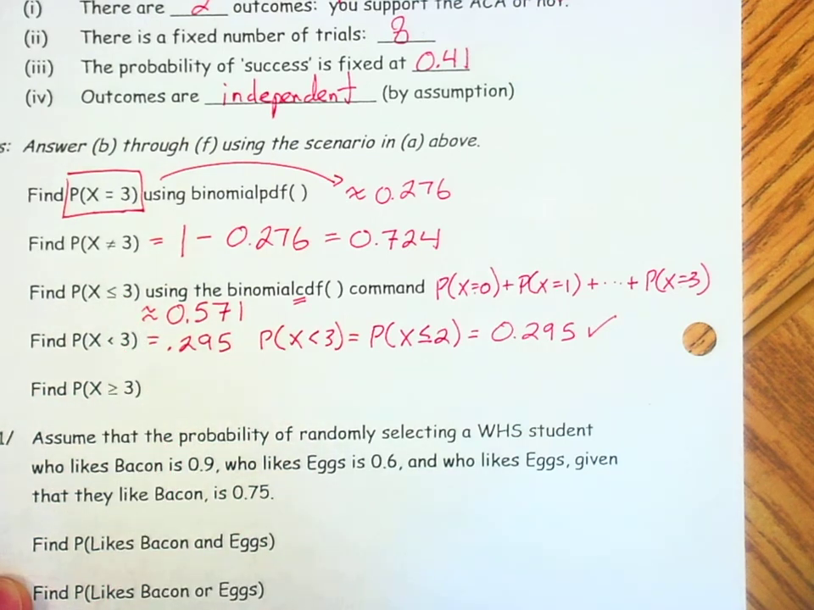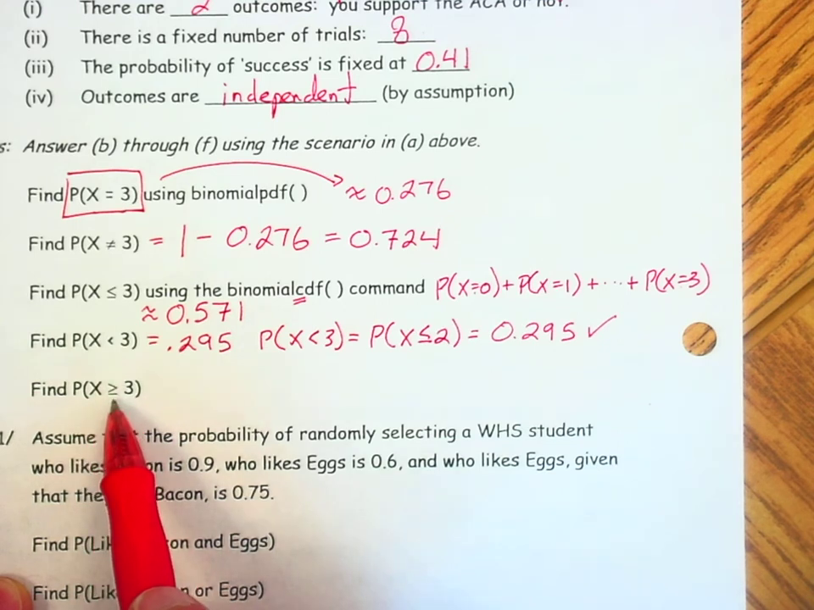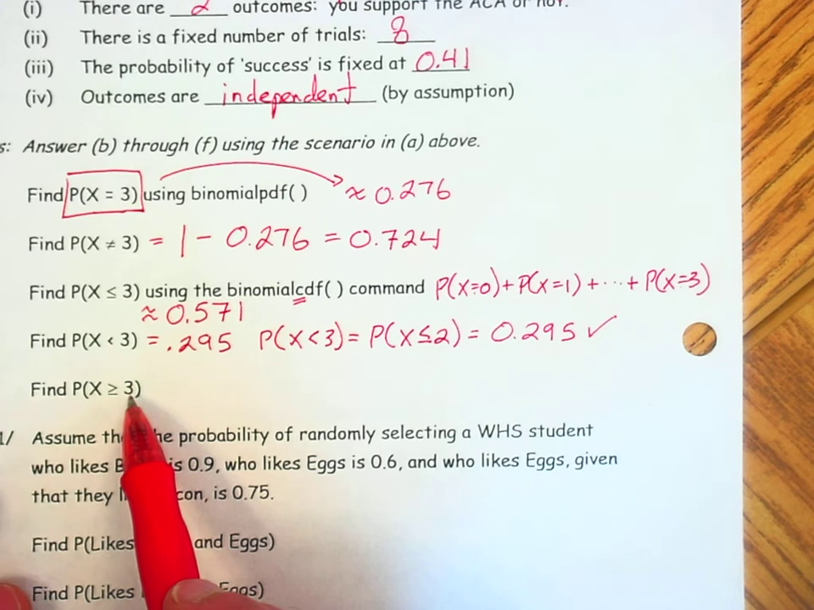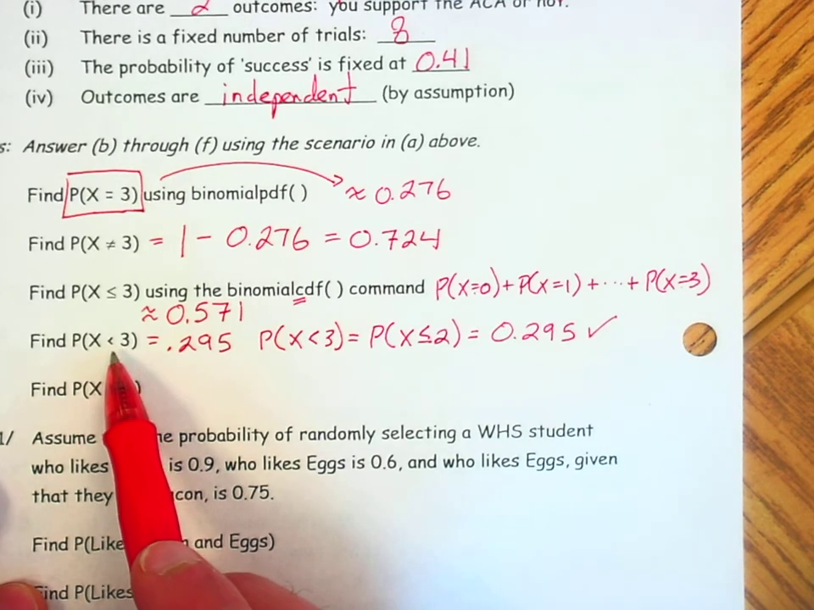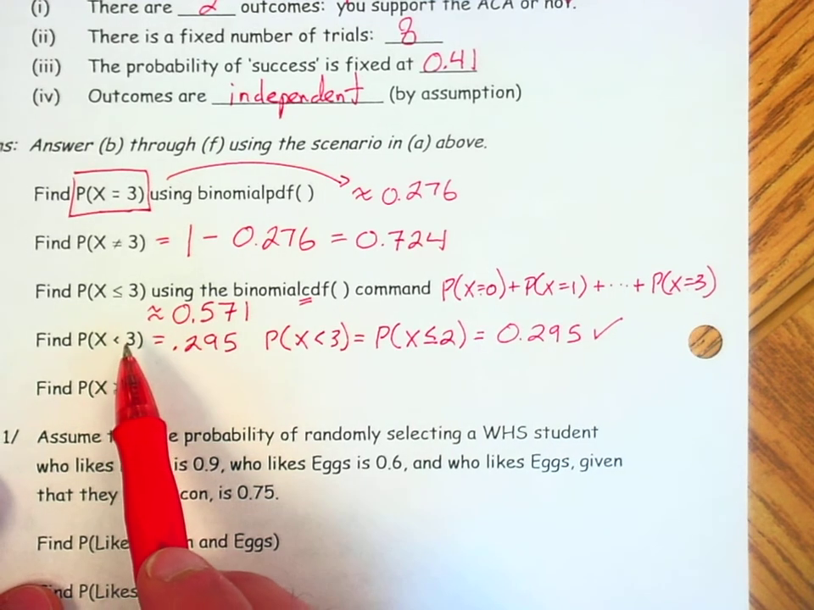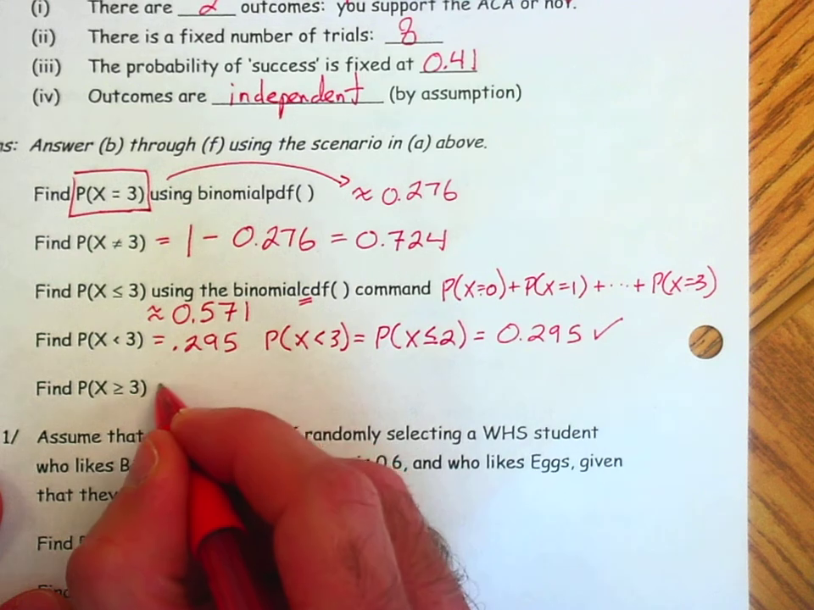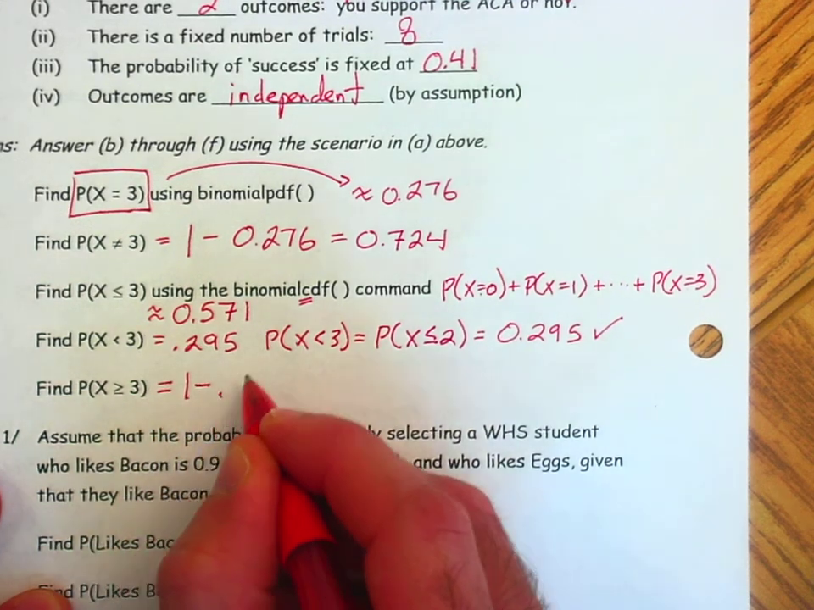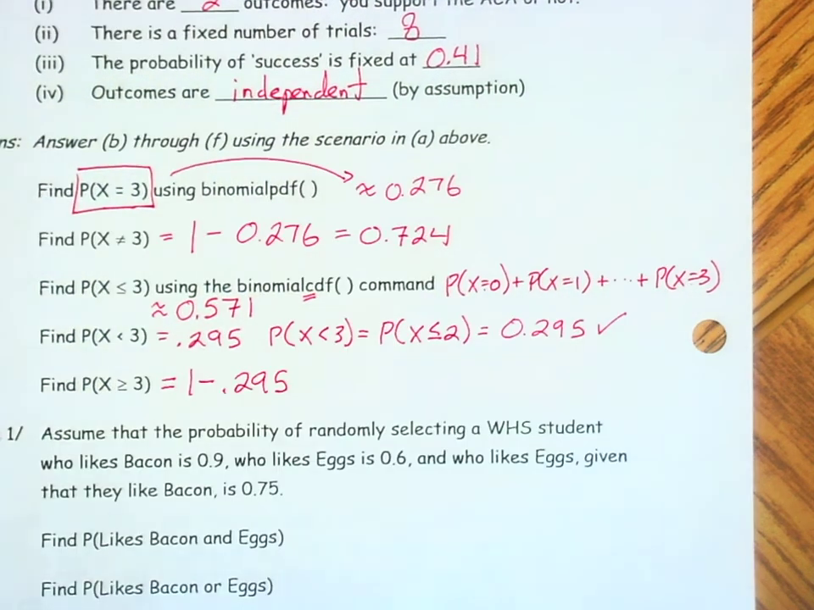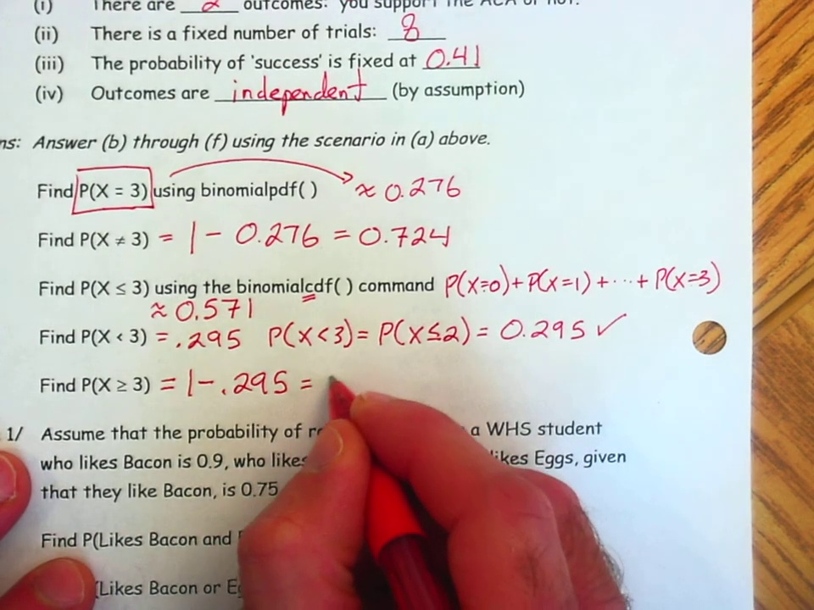So please don't think too hard then. The nice part is the probability that x is greater than or equal to 3. So understand that's simply the complement of this, the probability that x is less than 3. So understand x being less than 3 includes the outcomes 0, 1, and 2. This includes the outcomes 3, 4, 5, 6, 7, and 8. So essentially all we need to do is take 1 minus the 0.295. We've already done the work. 1 minus 0.295, that gives us 0.705.